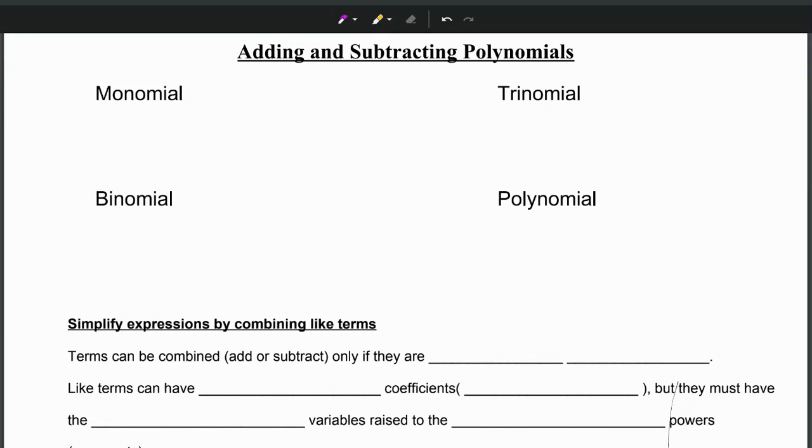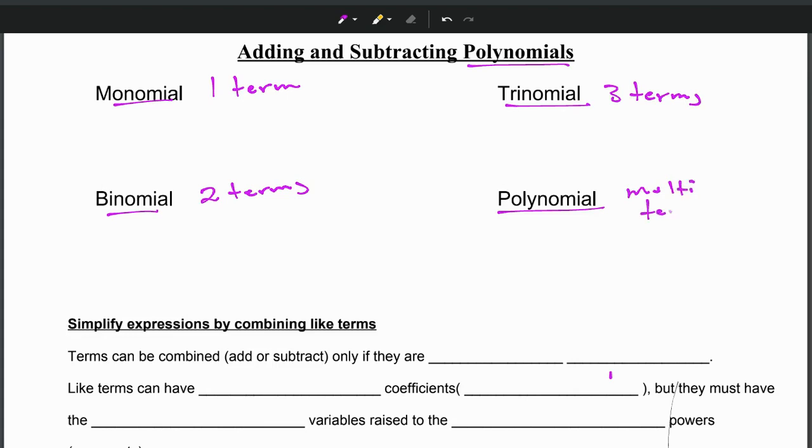Discuss adding and subtracting polynomials. There are a few words we have to learn first. One of them is polynomials. There are four terms: monomial, which means one term; binomial, which means two terms; trinomial, which means three terms; and polynomial, which means multi-term. But in this case, we're going to use it a little differently. We're going to use it for everything.